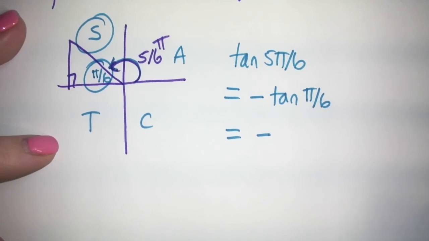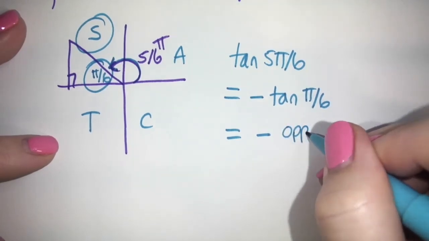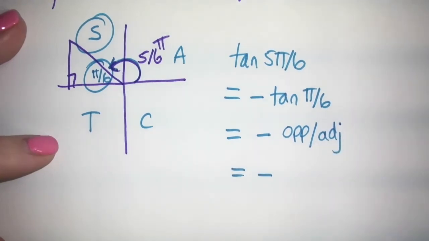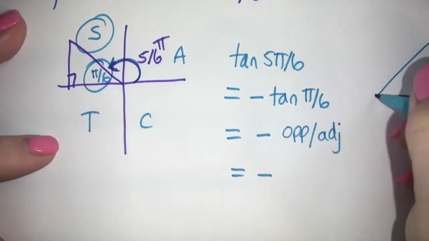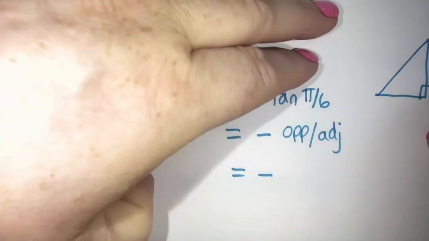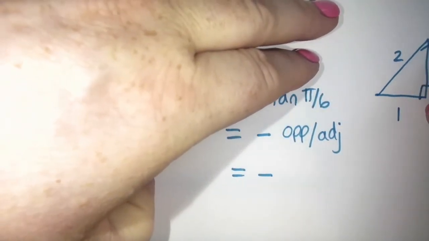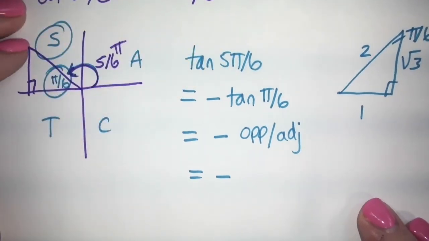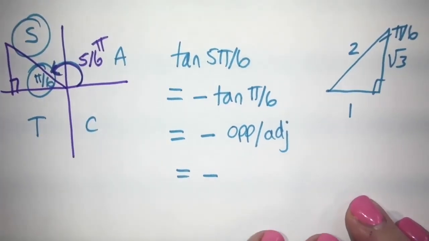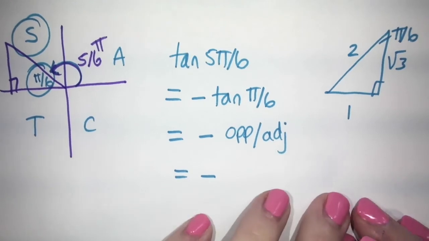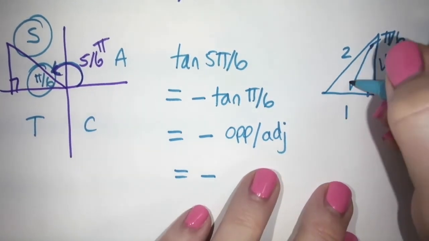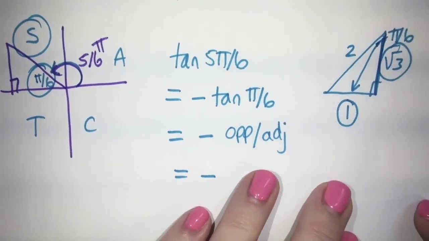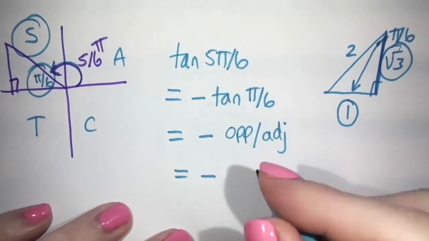And tan, SOHCAHTOA, would be opposite over adjacent. So let's draw our triangle again. Hopefully you've got it memorized now. We've got root 3, 2, 1, with pi over 6 at the top of our triangle. We want opposite over adjacent. From pi over 6, opposite is across, adjacent is touching, so we get negative 1 over root 3.